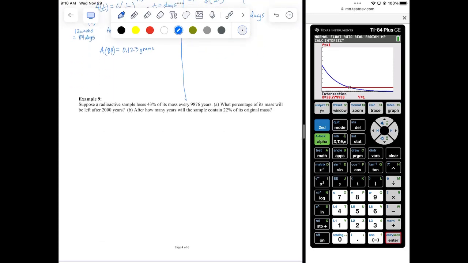Suppose a radioactive sample loses 43% of its mass every 9,876 years. What percentage of its mass will be left after 2,000 years? Oh, so now we're working with percentages. Kind of like in the warm-up here, I am not given an initial amount. And when you're dealing with percentages, you actually don't need an initial amount.